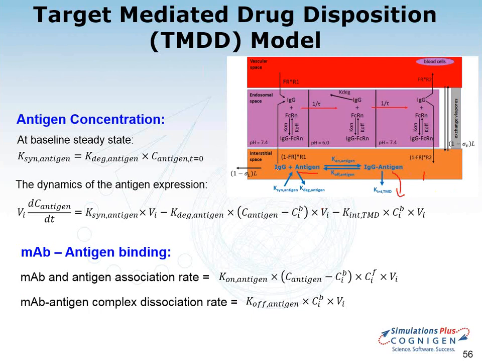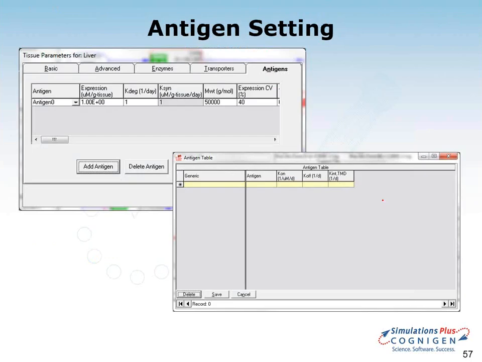So the parameters to define for the target-mediated disposition, of course, are the expression level of the antigen in a given tissue, as well as the binding parameters, the on and off rates for the antibody binding and dissociation with the antigen or with the receptor.